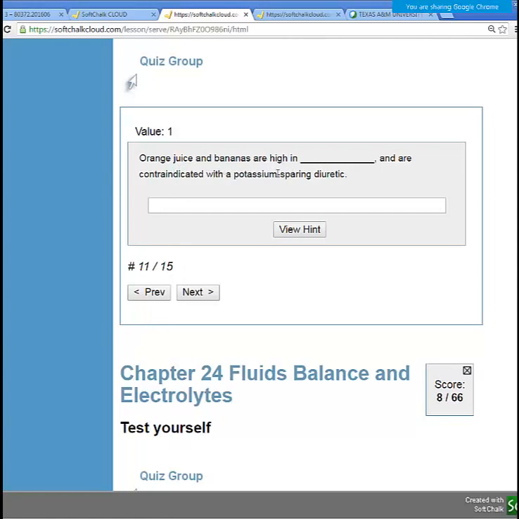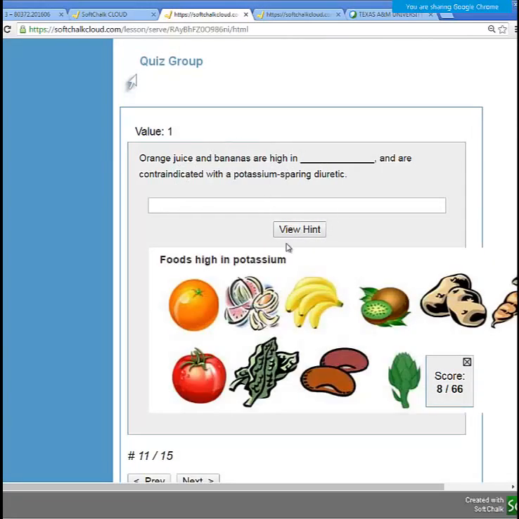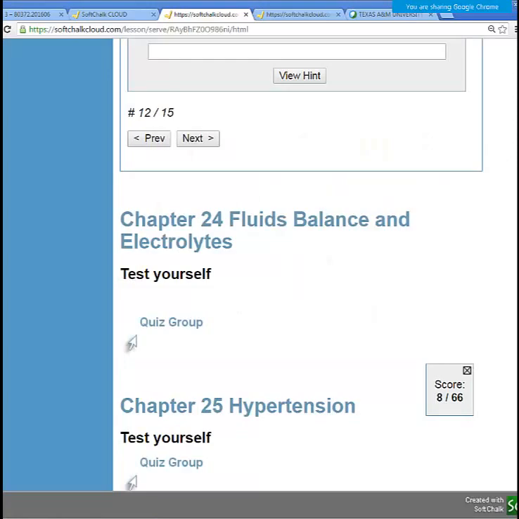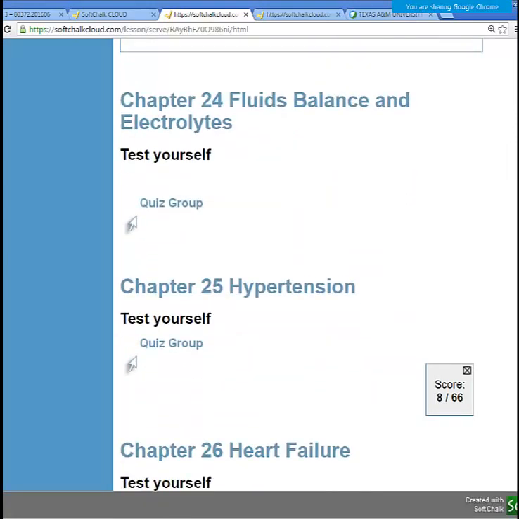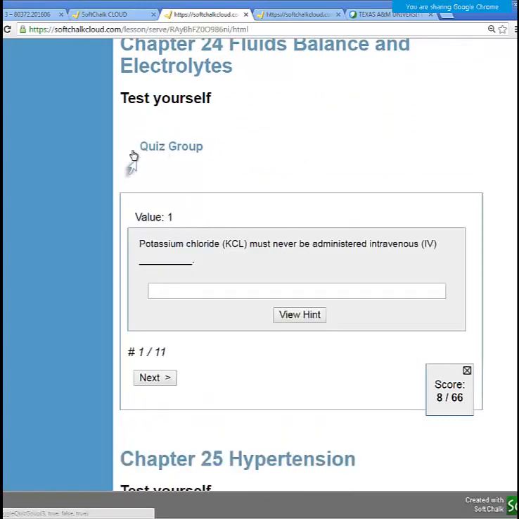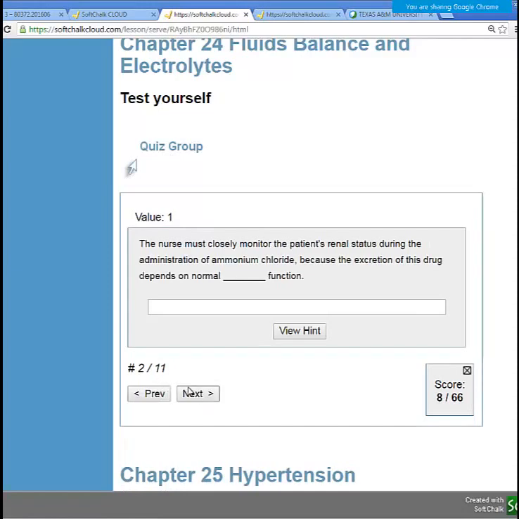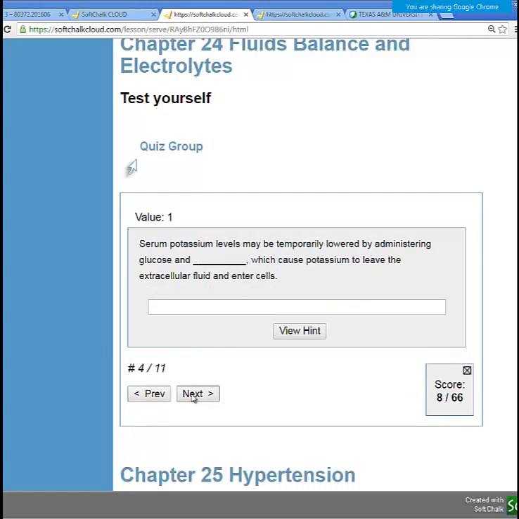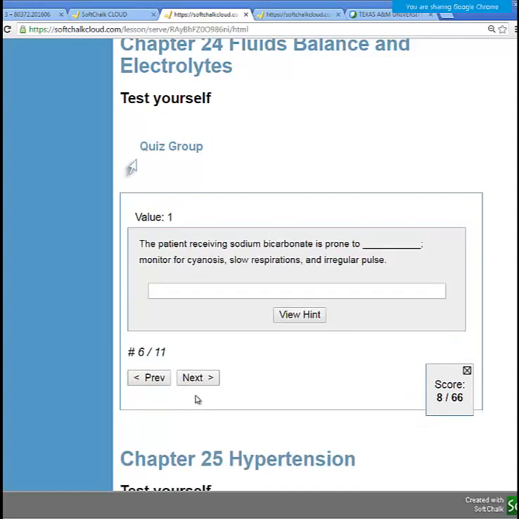Okay, orange juice and bananas are high in potassium. And there's the hint. And then we can go through those a little bit more. Fluid balance and electrolytes. I think this is the one that has the blood products in it, right? It has the albumin and then the solutions. Yeah, it has the hypertonic, the hypotonic, and isotonic. And this is where your salt sucks is going to be so important to remember.